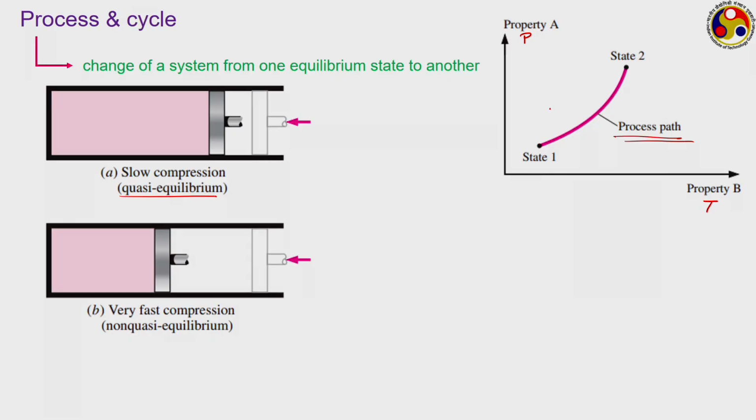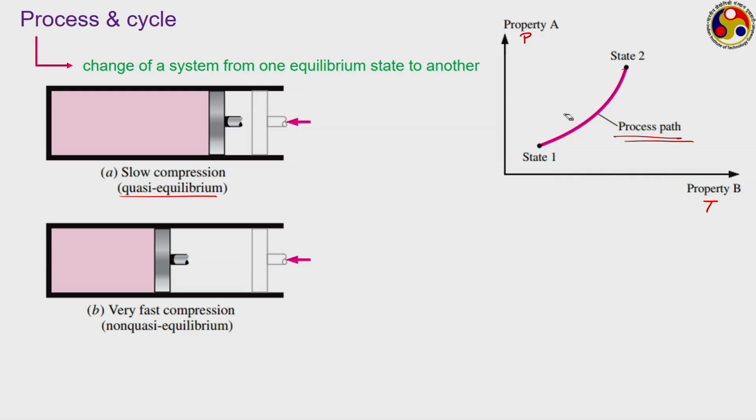Then we generally just represent the process by a dotted line, which indicates that we are not sure about the intermediate states. We are just representing this by connecting state 1 and state 2 with an arbitrary line. Only when the system passes through a series of quasi equilibrium states do we know all the intermediate states, and therefore we can represent the process path by a continuous line.